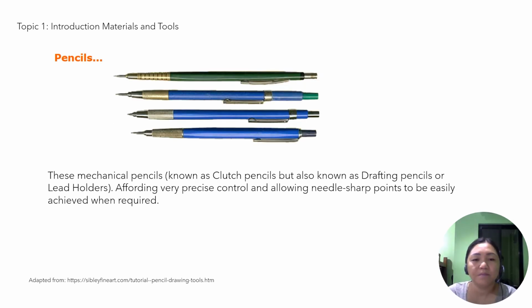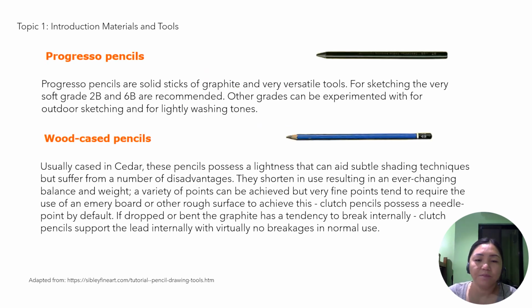Pencils. These mechanical pencils, known as clutch pencils, also known as drafting pencils or lead holder, afford very precise control and allow needle sharp points to be easily achieved when required. Progressive pencils. These are solid sticks of graphite and very versatile tools for sketching. The very soft grades 2B and 6B are recommended. Other grades can be experimented with for outer sketching and for lightly washing tones.